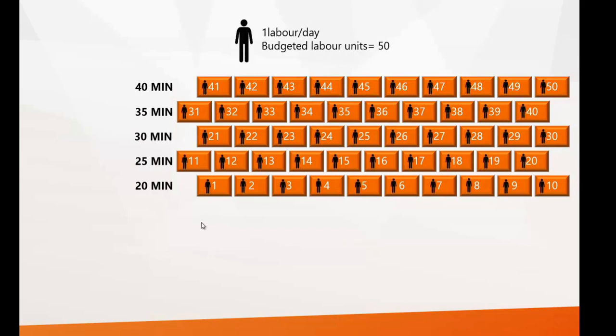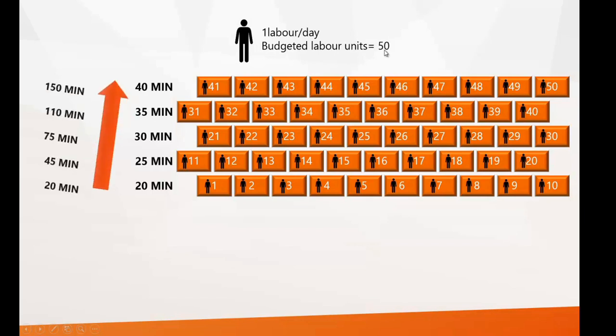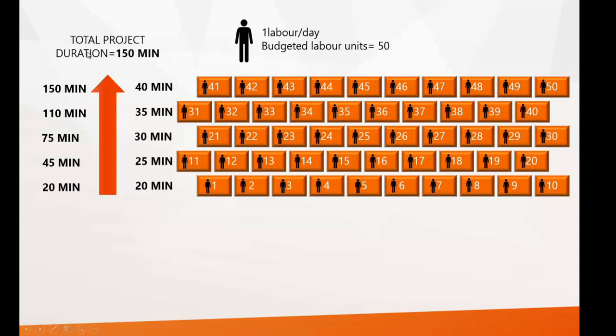So the total budgeted labor unit is 50. So we can say the total labor budgeted unit is 50 and the total duration of this activity is 150 minutes. So the total duration of the project we can say is 150 minutes.